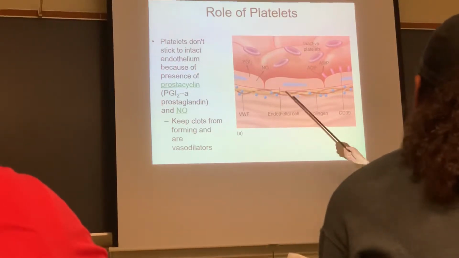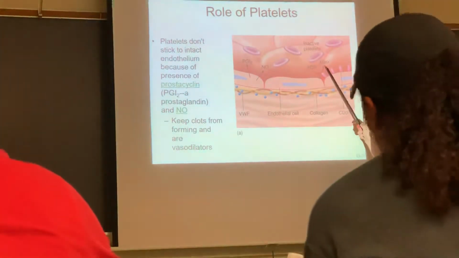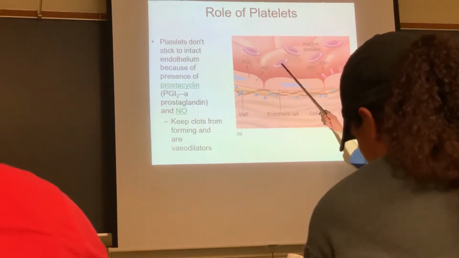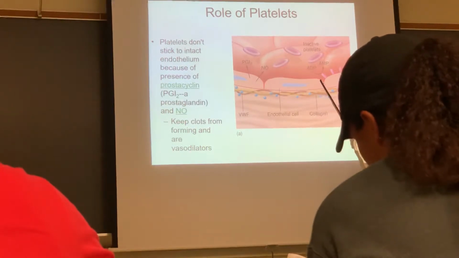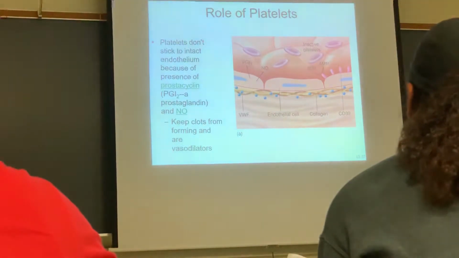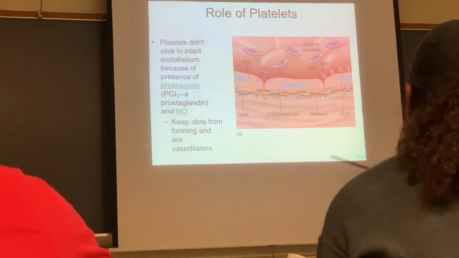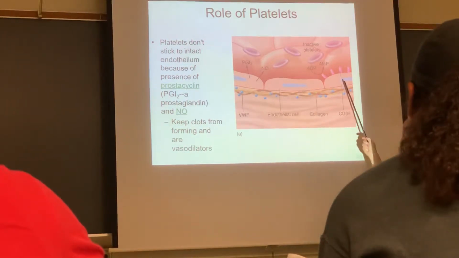So platelets generally, okay, let me explain this diagram. It looks kind of bizarre. It looks like these are red blood cells, but they're not. These are supposed to be platelets here that are not active. This is the endothelial cells that line our blood vessel, and deep to that we have the connective tissue, and there are collagen fibers in the connective tissue matrix.